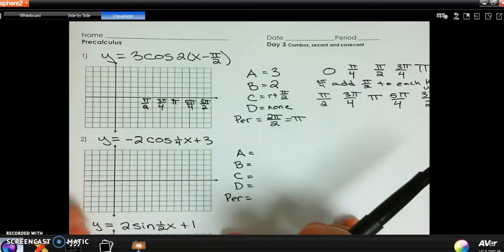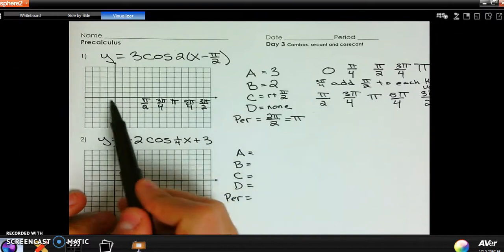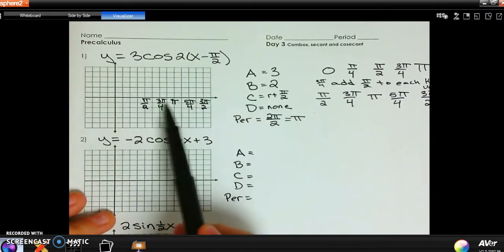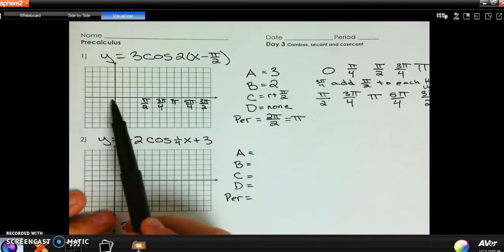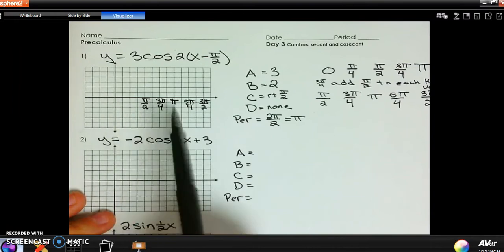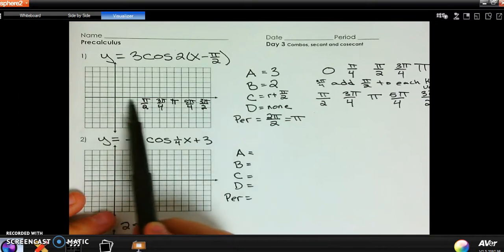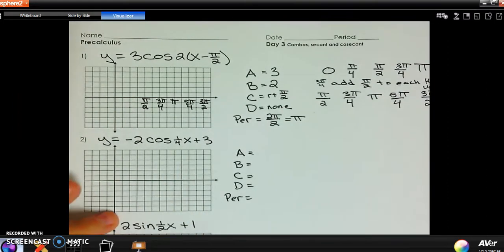Okay. So what's important to recognize about this graph is that this distance here is not necessarily consistent with these, because this was my horizontal shift. The distance between the key values needs to be consistent, but that horizontal shift may be equal to or bigger or smaller than the distance between each of the key values.